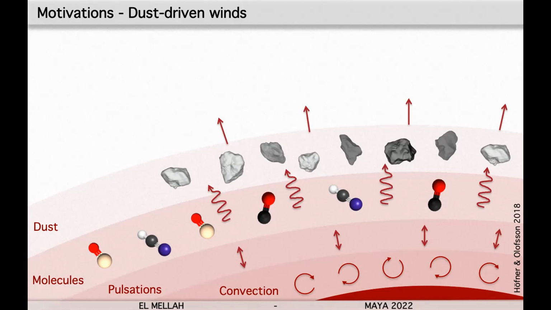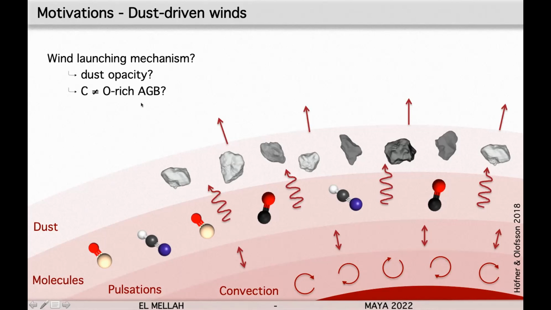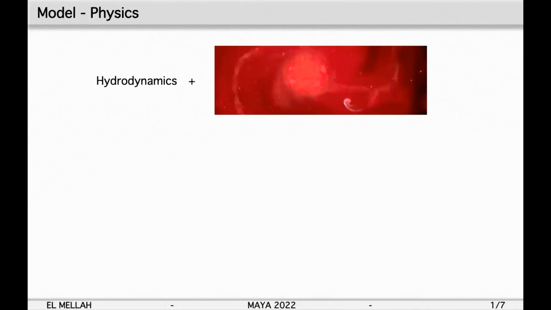So here we expect different things for carbon and oxygen rich stars. That's also what we want to investigate here. Are we going to have different morphology when we have a companion, depending on the chemical composition of the outflow? So the model we designed was a simplified model of the wind launching mechanism in this configuration.